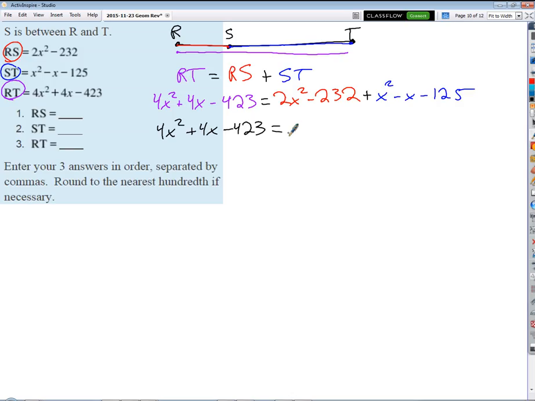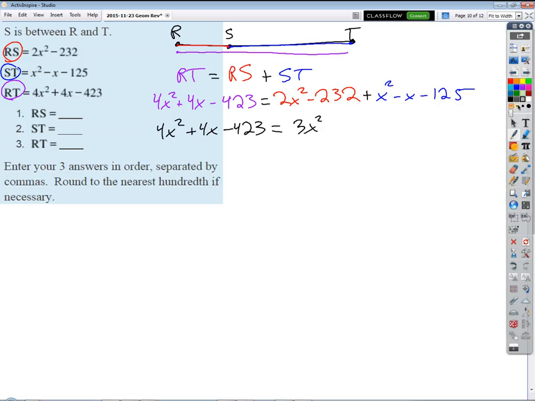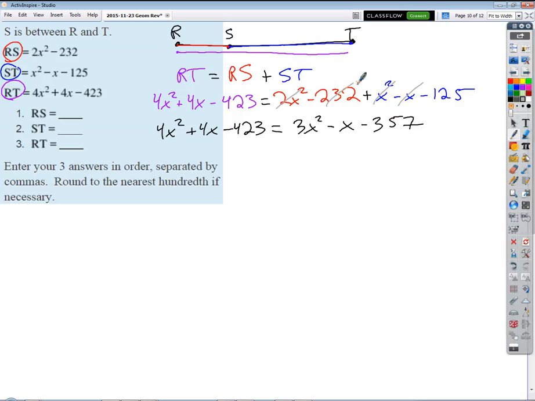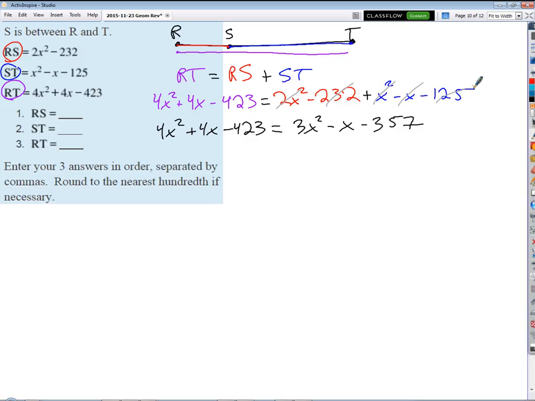What about x squareds? How many total x squareds am I going to get? 3x squared. Good, 3x squared. And to get there, we combine those two, right? Okay, how many x's? Only one. Just one right there, minus x, so that one's taken care of. And then we've got some numbers to combine, negative 232 and negative 125, which would be negative 357. Good. And did we get them all? Looks like we did. So now what?